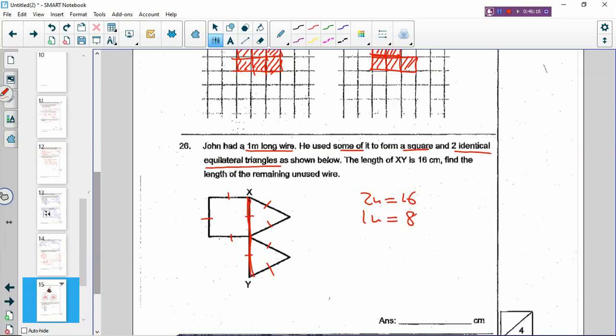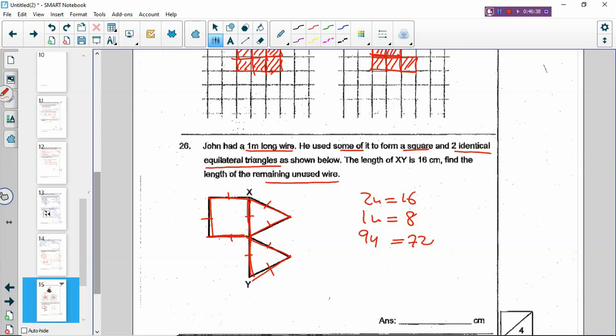Then you start counting how many units are there. So you have 1, 2 units already. 3, 4, 5, 6, 7, 8, and 9. So there is a total of 9 units. And your 9 units will be 72 cm. And you're supposed to find the length of the remaining unused wire.